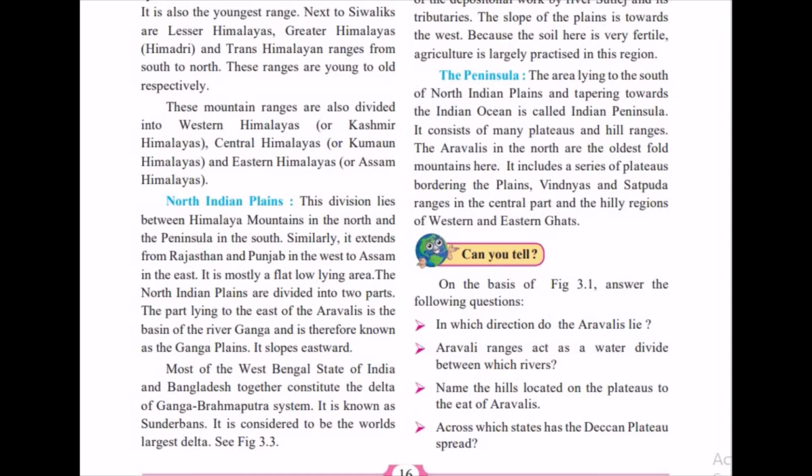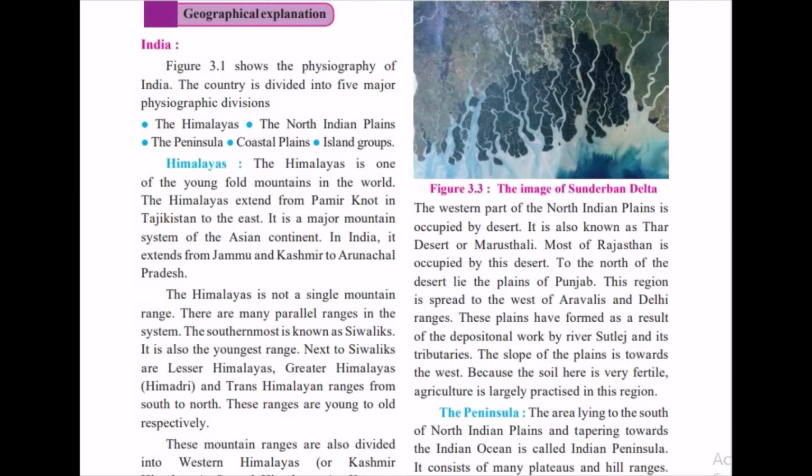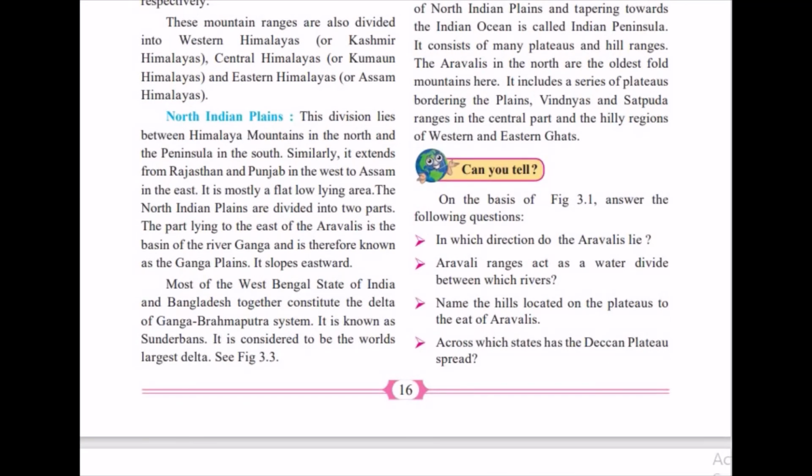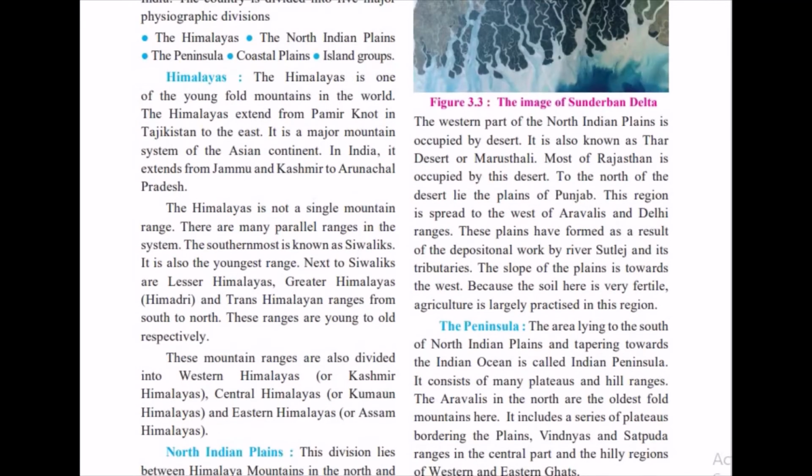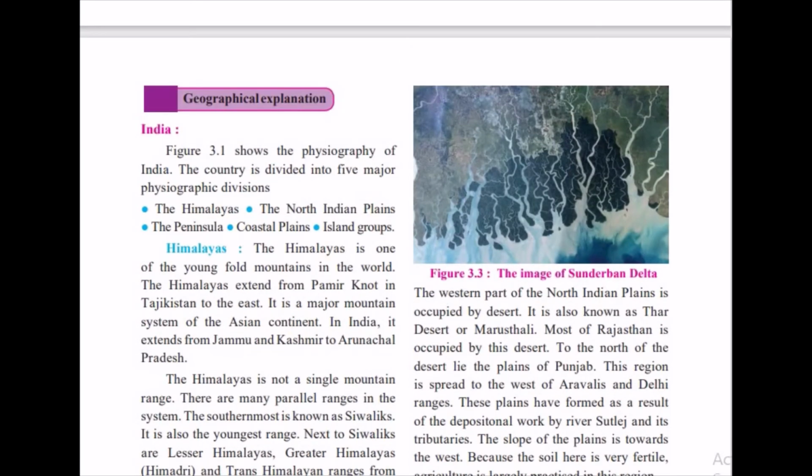It slopes eastward. Most of the West Bengal state of India and Bangladesh together constitute a delta of the Ganga Brahmaputra system. It is also known as Sundarbans. Now, let us refer to the figure seen here. Figure 3.3, the image of Sundarban Delta.